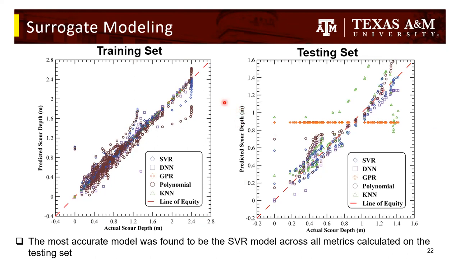the surrogate model. On the left hand side, this is the training data, and this is the line of equality. So this is the actual scour depth and the predicted scour depth. This is a training set, and using the training set, we have put together a testing set based on the different models: neural networks, KNN, polynomial, GPR, DNN, SVR. And based on our surrogate models, we saw that currently the SVR model across all metrics performs best on the testing data set.